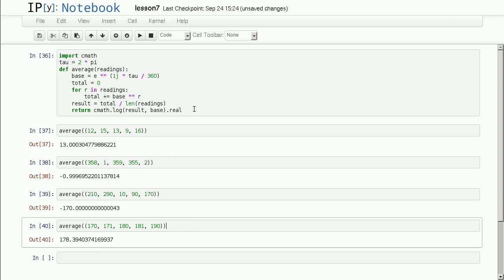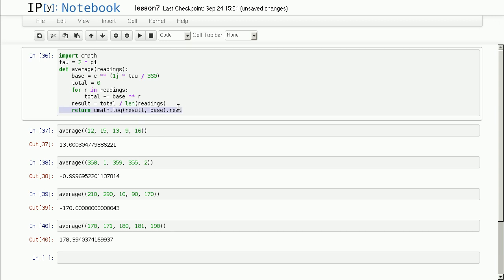This is one way to solve this problem. We're doing vector addition and then taking the average of those vectors, and then using the logarithm to convert back from that vector in the complex plane into a number of degrees. And we're using this trick of using exponentiation and logarithm with respect to this special base.